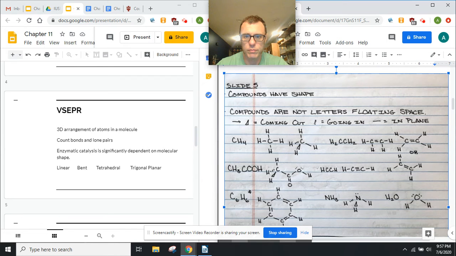All right. Compounds have shape, and this is important to understand, and that shape is going to play a huge role in what we do. Compounds are not letters floating in space. They're not like little C's and O's floating around. So we're going to have to start thinking in 3 dimensions.